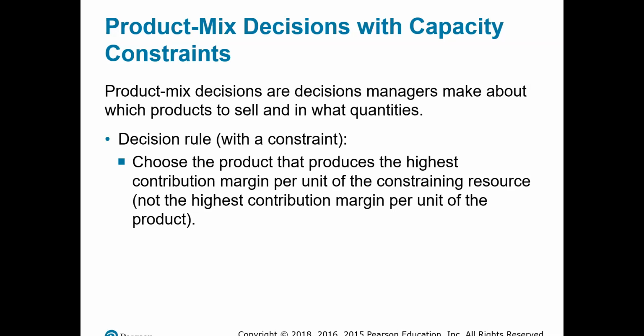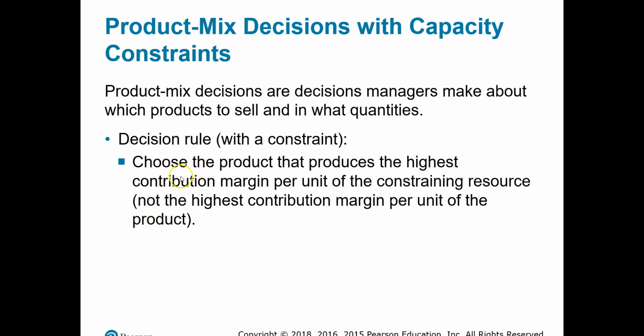Product mix decisions are decisions managers have to make about which products to sell and in what quantities. So if we have a constraint, such as a limited amount of machine hours, we want to choose the product that produces the highest amount of contribution margin per unit of the constraining resource, not the highest contribution margin per unit of the product. And here is why.